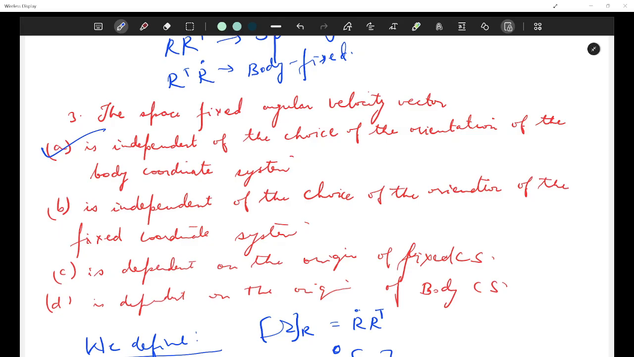Angular velocity describes rotation, right? Rotation is independent of translation. Changing the origin of the fixed frame only changes the position vector and does not change the rotation rate. So angular velocity does not depend on the origin. The fourth option is it depends on the origin of the body coordinates. Again, angular velocity is rotational motion and it is independent of where you place the origin. So translation does not affect the angular velocity, all right? One thing is that you should not think angular velocity is intrinsic and frame free, but its components depend on the frame in which it is expressed. Okay.